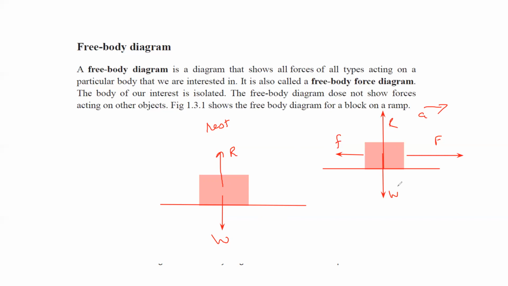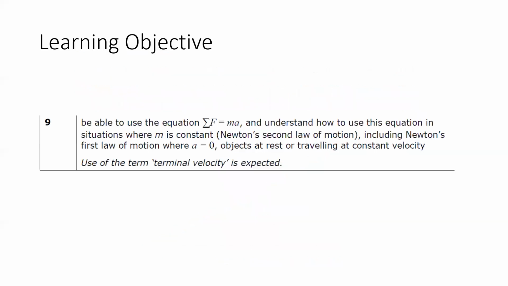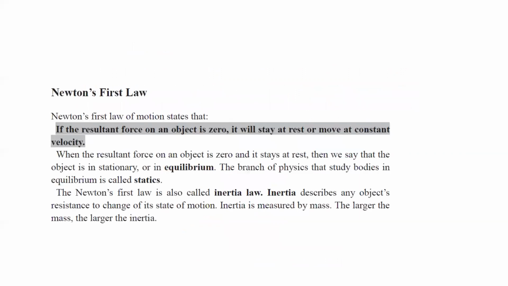If it was decelerating, then the friction will be higher. If it is moving with a constant speed, then there should be no resultant force, so the driving force balances with the frictional force. We should be able to use the concept of terminal velocity and relate the Newton's laws. So what is the statement of Newton's first law?